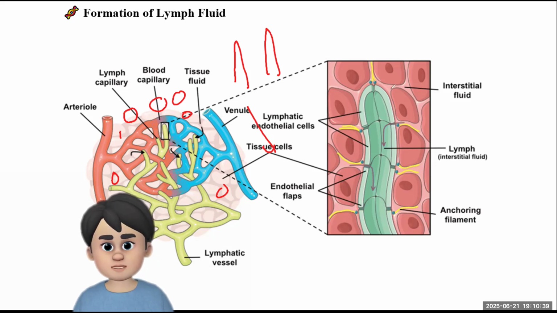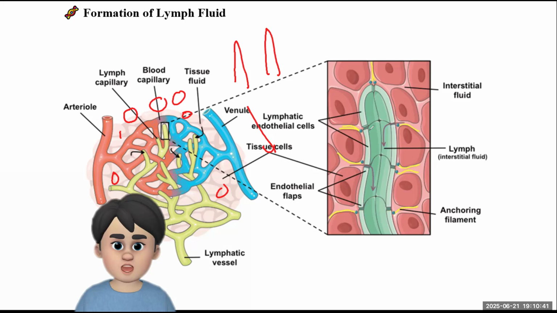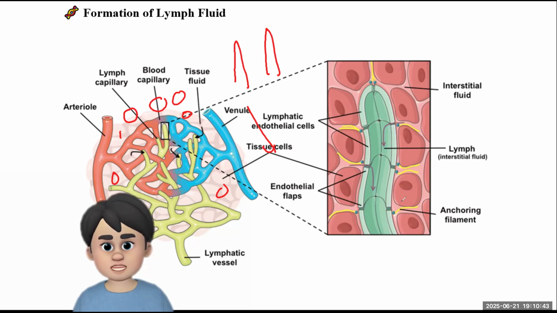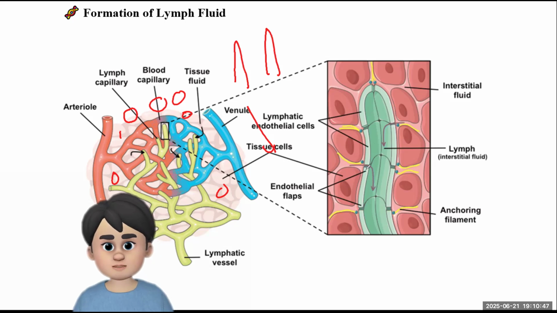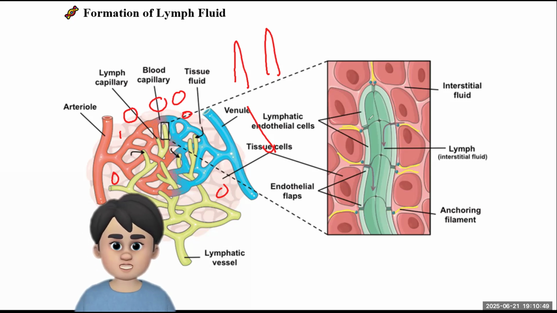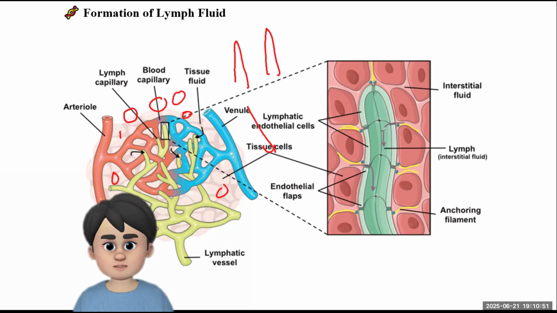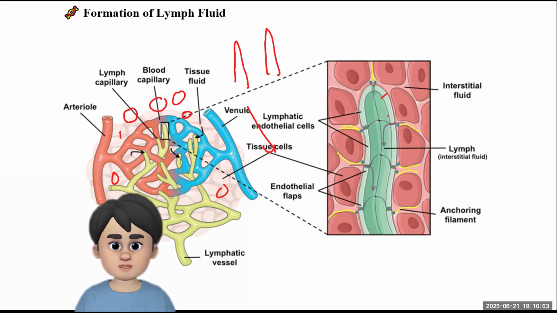Then you can see the anchoring filaments. Anchoring filaments give stability to the lymphatic vessels in a tissue. Here also, in the endothelium, there are small holes, that means gaps. So tissue fluid is entering the lymph. After it enters, we call it lymphatic fluid.